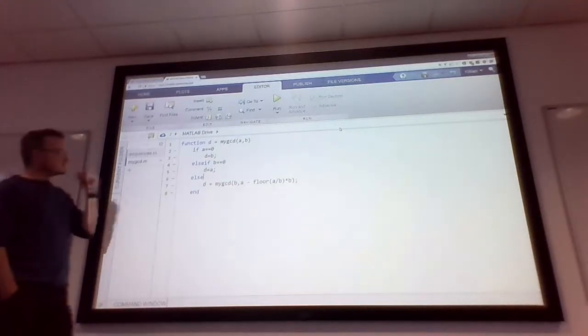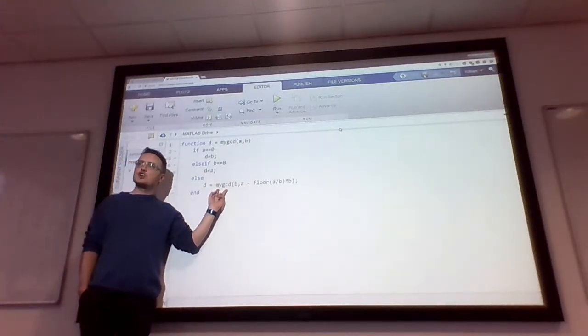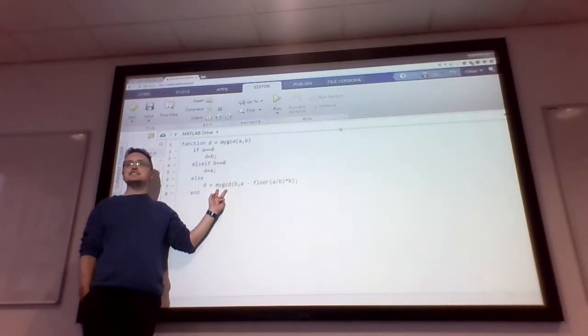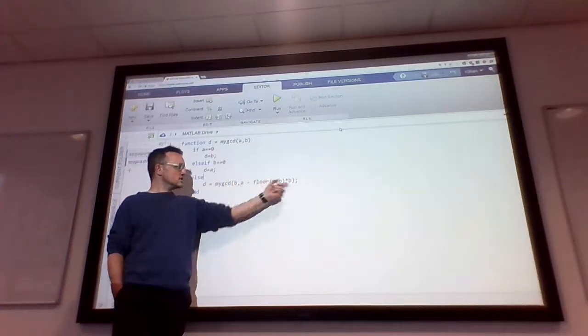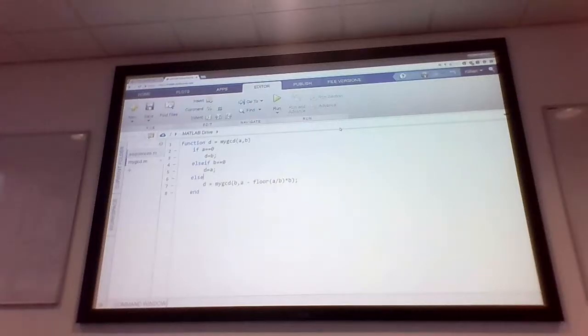But in all other cases, we instead call the very same function myGCD on a new pair. And this is the pair b and r. So this quantity here is actually r. Remember we had the integer division a equals bq plus r. So we have r is equal to a minus bq. This q, this quotient, is what you get when you call the function floor of a divided by b.